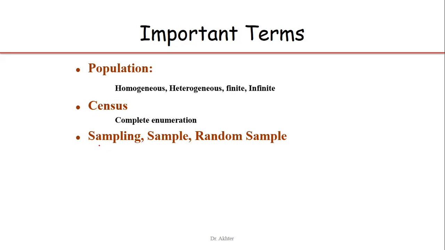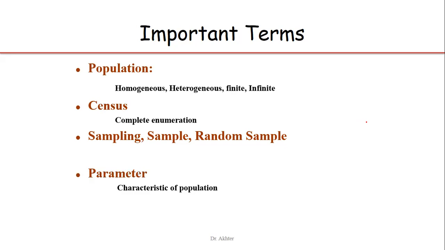Instead of a census, we draw a random sample from the population and then analyze the sample. This type of procedure is called the predictive procedure. What is the predictive procedure? By analyzing a sample, we describe the population. The population is to be described by using the sample. This is called predictive statistics.